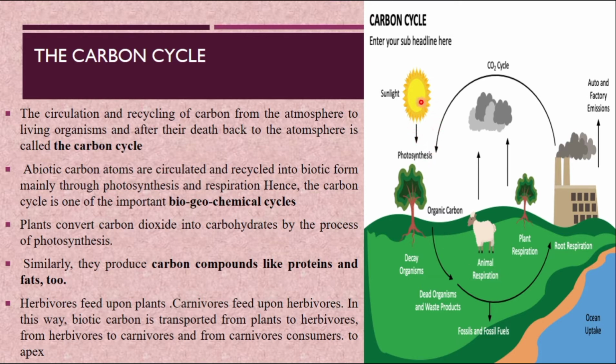That is, the carbon which is present in the atmosphere is absorbed by the plants, and from the plants this carbon enters the animal's body. That is, abiotic carbon atoms are circulated and recycled into biotic form mainly through photosynthesis. The plant absorbs carbon dioxide and the animals emit carbon dioxide. During photosynthesis there is absorption and during respiration there is elimination.